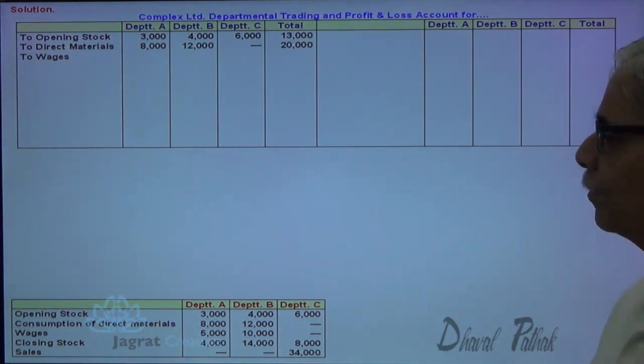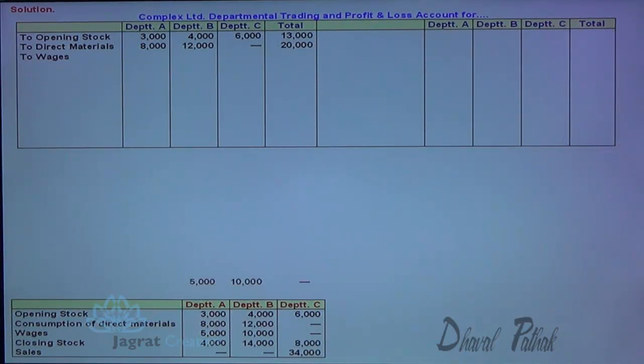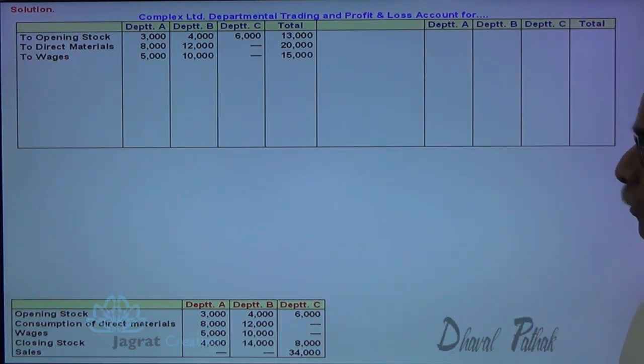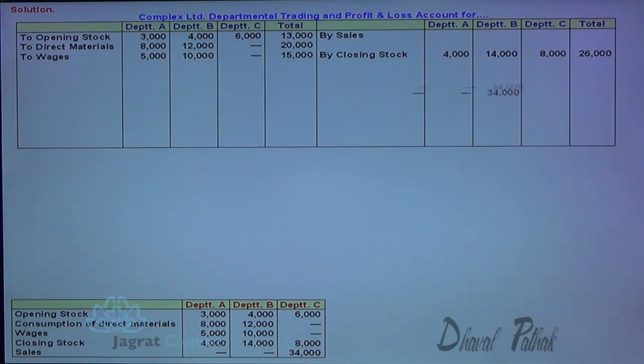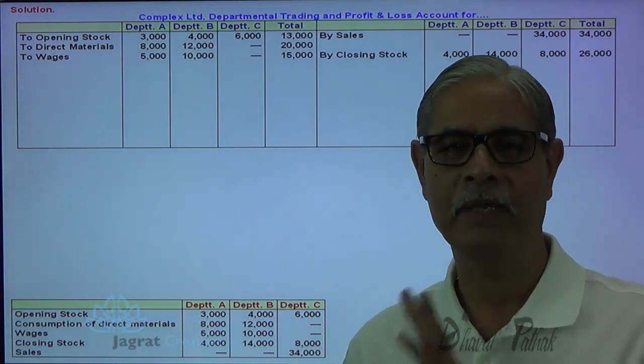Wages debited here in the particulars column. 5,000 and 10,000 gets transferred. So 5 plus 10, 15,000 is recorded in the total column. Closing stock is recorded in the credit side of the trading account. Let me transfer 4,000, 14,000 and 8,000. Total 18 plus 8, 26,000. Sales, department C, 34,000. Total 34,000. This is how the details already bifurcated and given to me are being recorded.